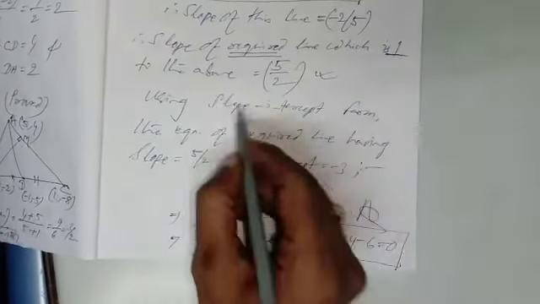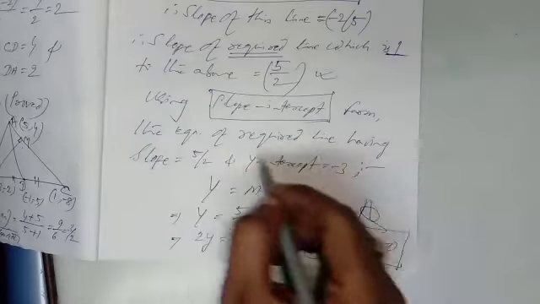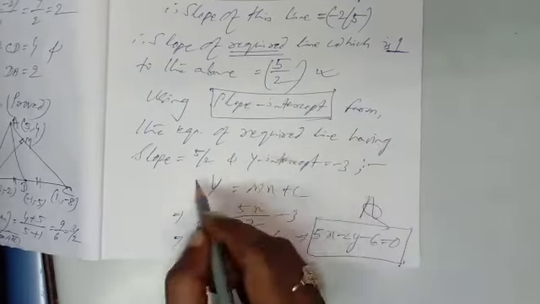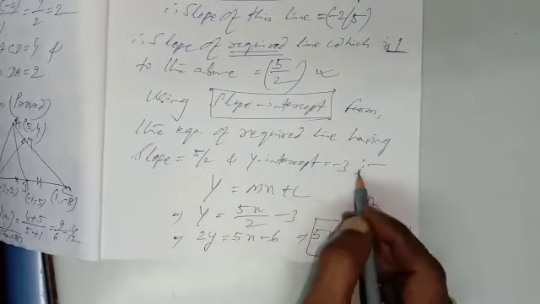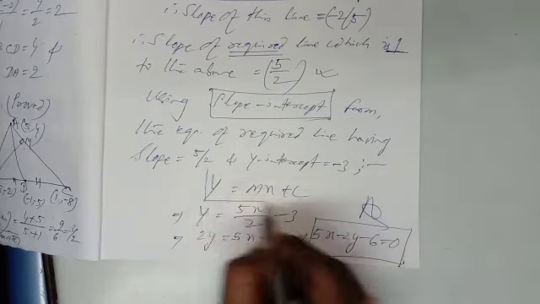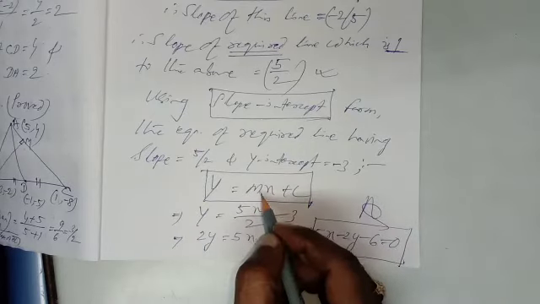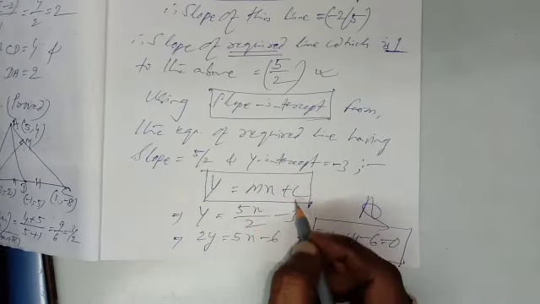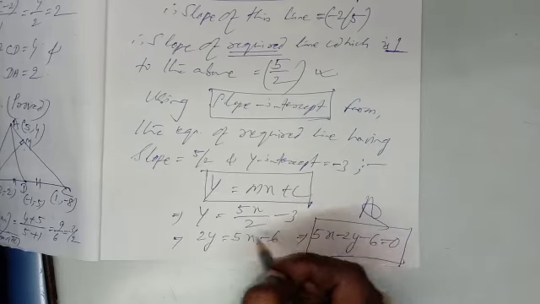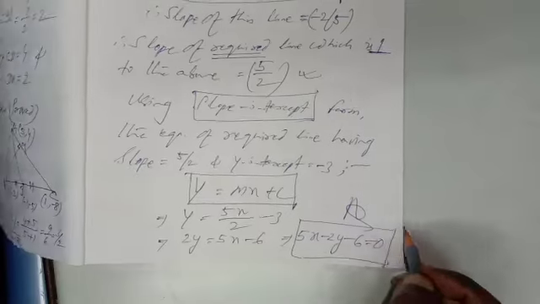Using slope intercept form, the equation of required line having slope 5 by 2 and y-intercept minus 3 will be y is equal to mx plus c. This is the formula required. Here y you have to keep like this, m that is 5 by 2 into x plus of minus 3. That means taking LCM you are getting 5x minus 2y minus 6 equal to 0. This is the required answer.